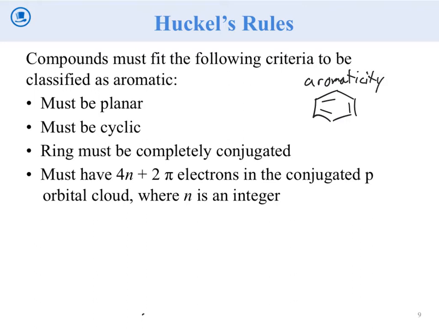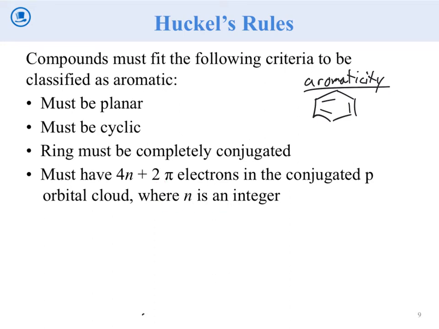How do you know if something's aromatic? How do you know if it has a special stability? Well, here are the rules. They're called Huckel's rules. So it must be planar, which means it must be flat. It must be in a ring. The ring must be completely conjugated. And it must have 4n plus 2 pi electrons in the conjugated p orbital cloud, where n is an integer.